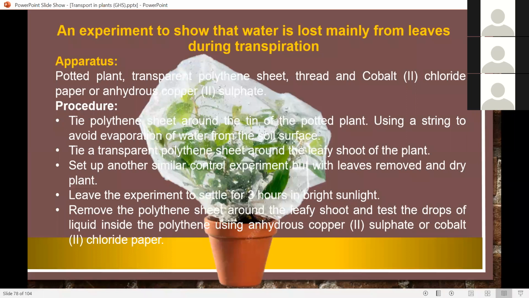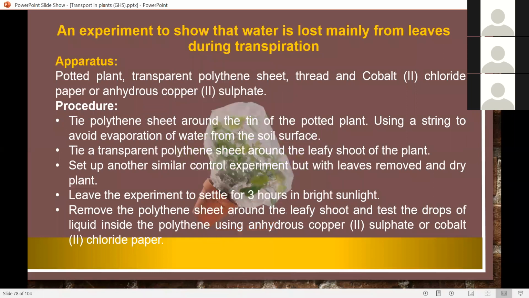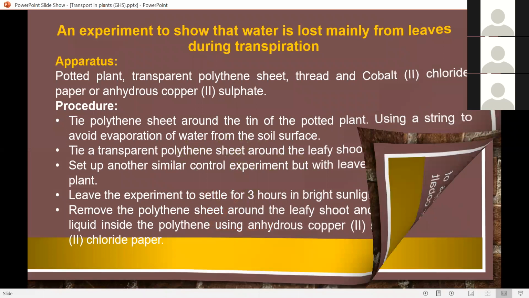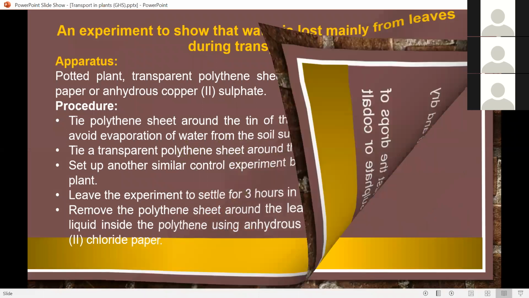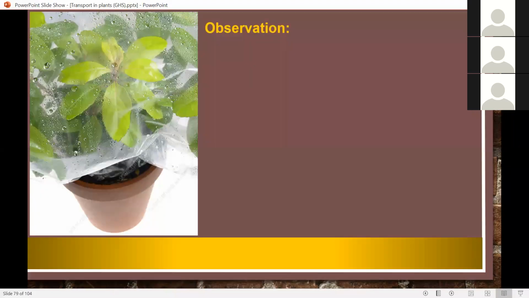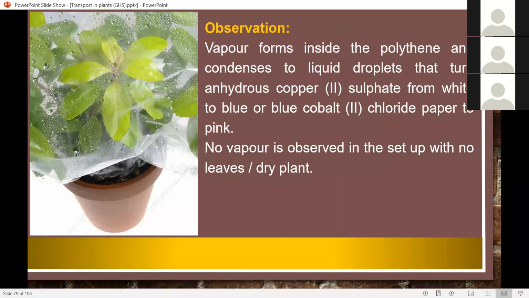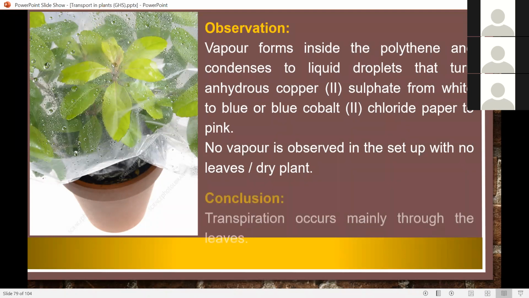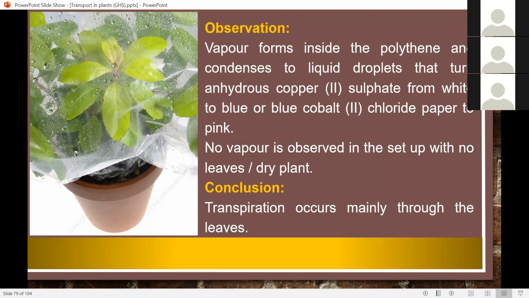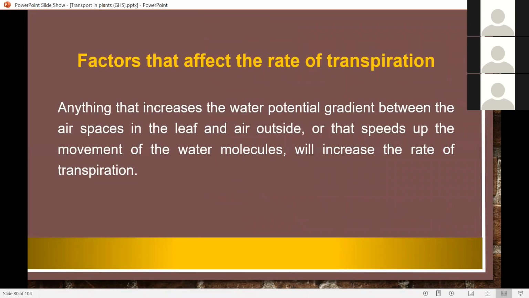And how do you confirm that those droplets are actually water droplets, pure water in this case, and very clean water? Of course, depending on the hygiene of the polythene that you used, but it's supposed to be very, very clean water. So you would test that water using the chemistry knowledge that we have, using chemicals like anhydrous copper(II) sulfate and the cobalt(II) chloride paper. Then we introduced ourselves to the factors that affect the rate of transpiration.